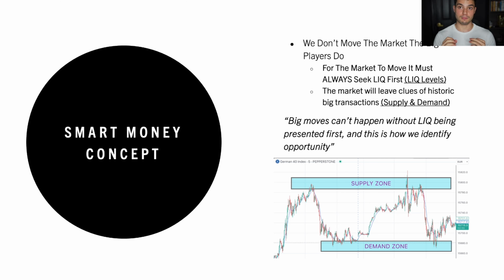But for the market to move, it must always seek liquidity first. And these liquidity levels, all right, we'll get into that in just a second here. But the market will leave clues of historical big transactions through these supply and demand zones right here, all right? These are big transactions, big volume plays, and this is a historic big transaction that you can use to understand where price is most likely to make big moves, okay? So big moves can't happen without liquidity being presented first. And this is how we identify our opportunities to get into the trade.